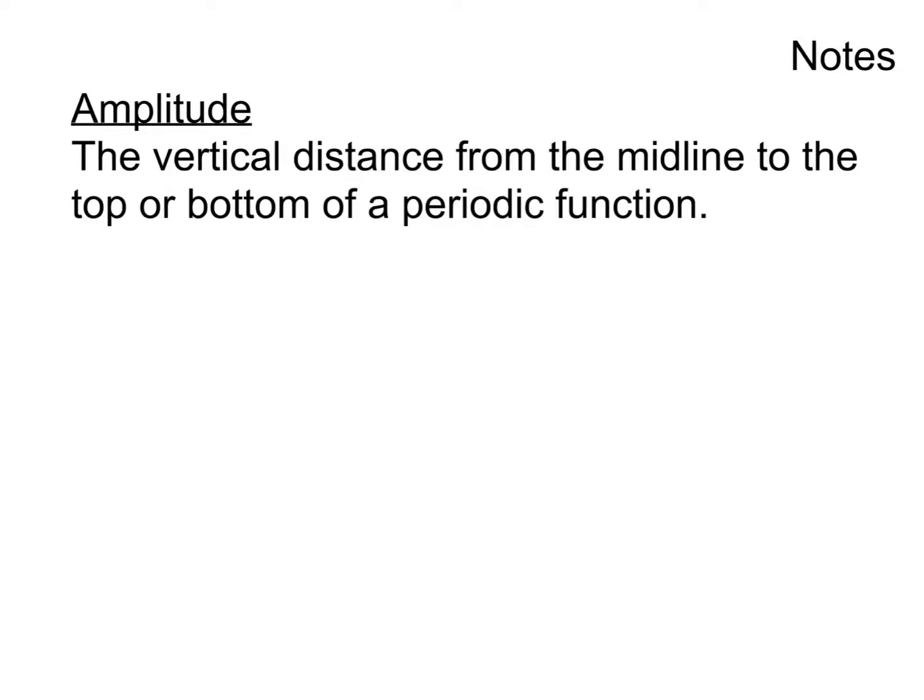And the other thing to note here is it's the distance from the midline to the top or the bottom. Notice it's an either or, because actually in sine and cosine, the distance from the midline to the top of the graph or to the bottom of the graph is exactly the same. It is always the same. So for instance, if you go up 1 to get to the top, you're going to be going down 1 to get to the bottom. Guaranteed.